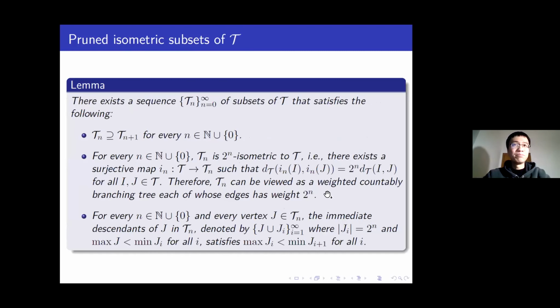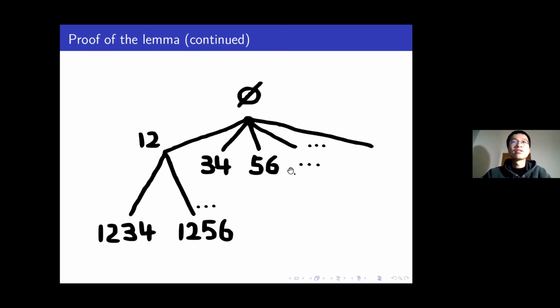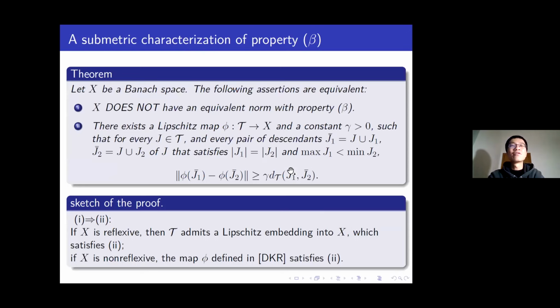Now actually we already have a metric characterization of property beta. I don't know if you noticed that, but if you didn't, let me just state the theorem and reprove it. So X now is a Banach space. Then the following are equivalent. X doesn't have an equivalent norm with property beta if and only if there's a Lipschitz map from the countably branching tree into the space X, so that it satisfies the following properties.